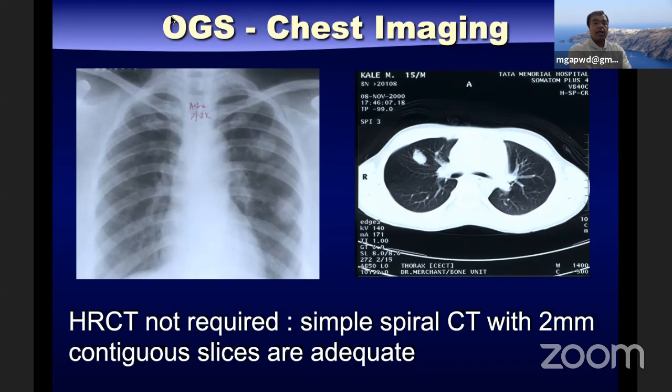Now, we don't need an HRCT. What we require is a simple spiral CT. We don't require contrast. We just require 2 mm contiguous slices. So this is enough for screening for mets of an osteosarcoma.